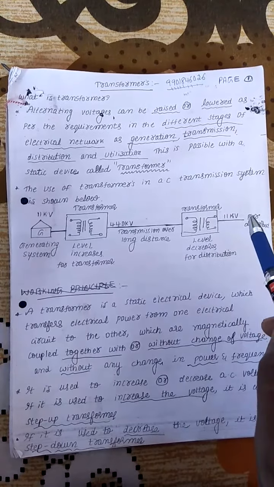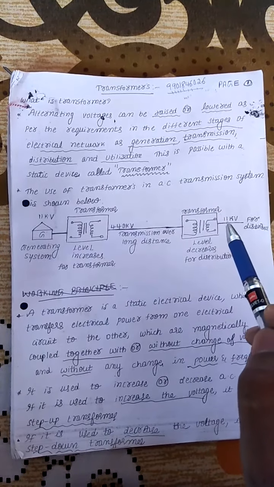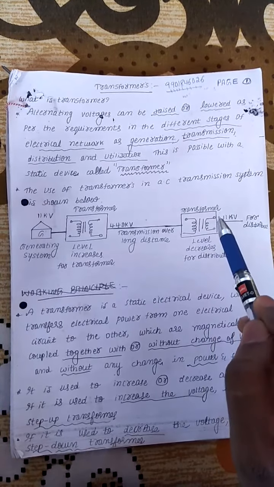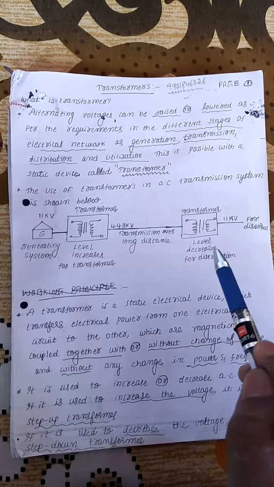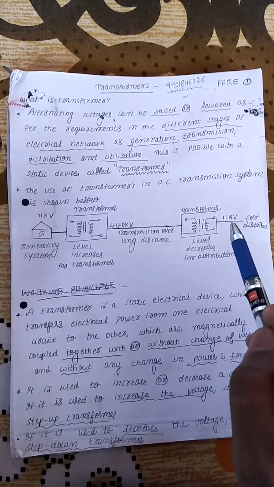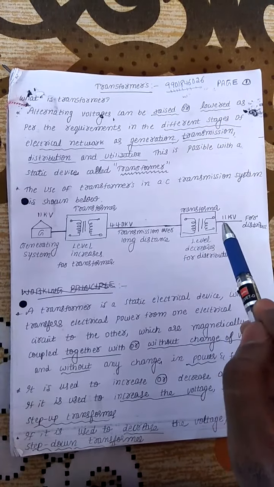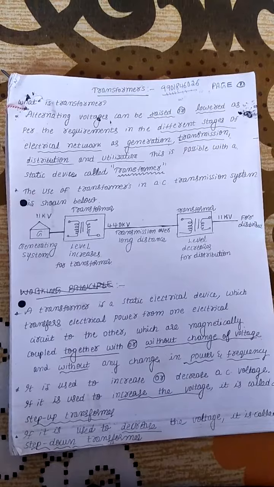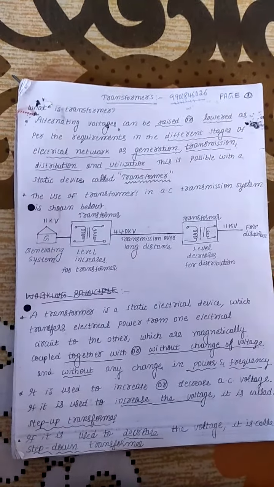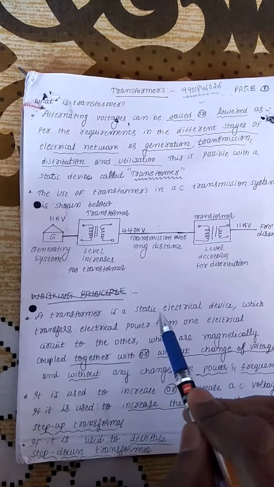Then before distribution you have to get back your original voltage. So here you have to decrease the voltage level, therefore you have to use a transformer to decrease the voltage level from 440 kilovolts to 11 kilovolts. Later on that 11 kilovolts will be distributed as per our requirement. So this is the definition of the transformer.